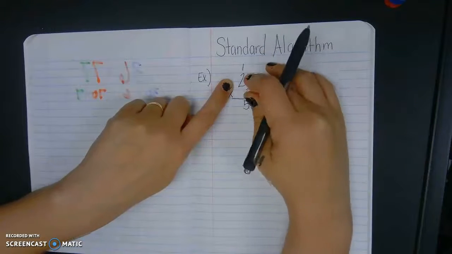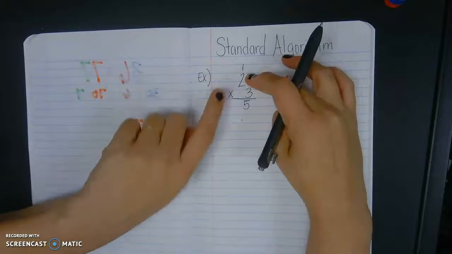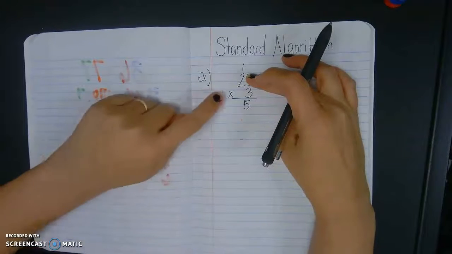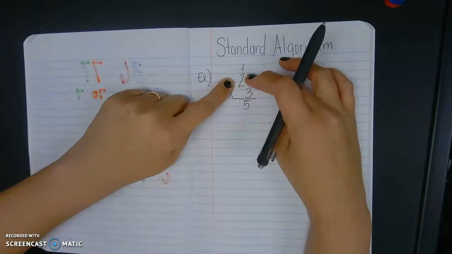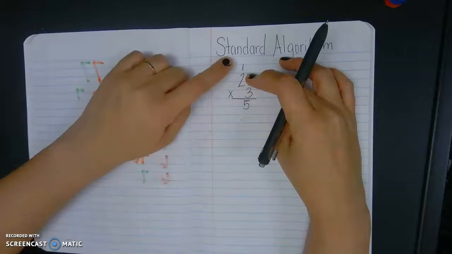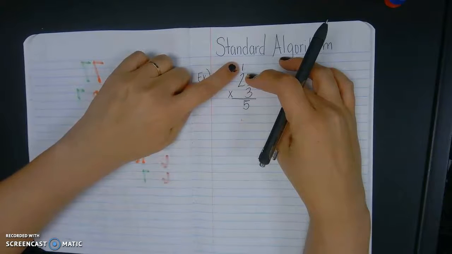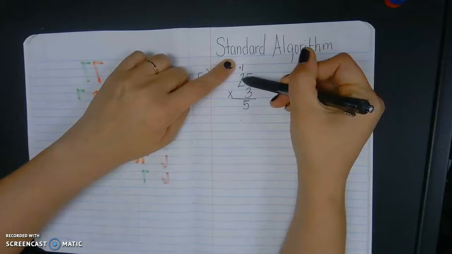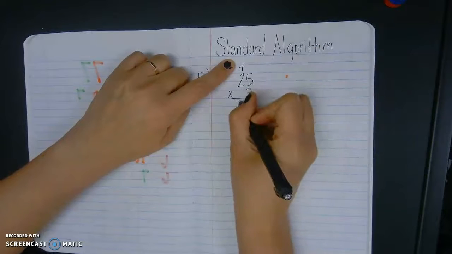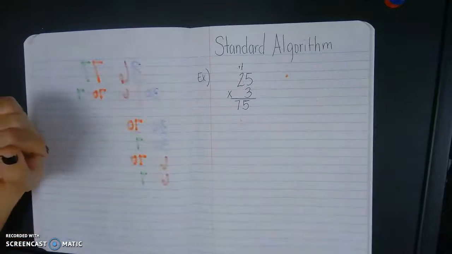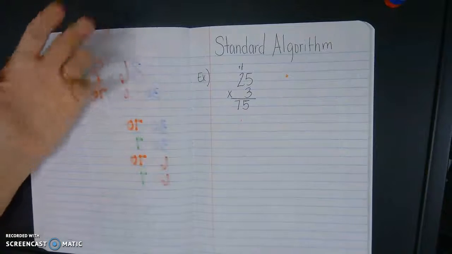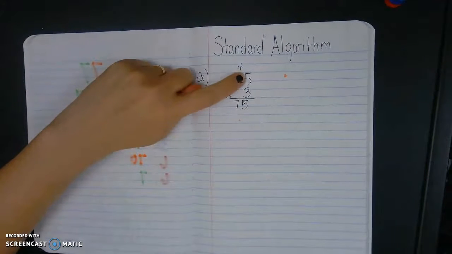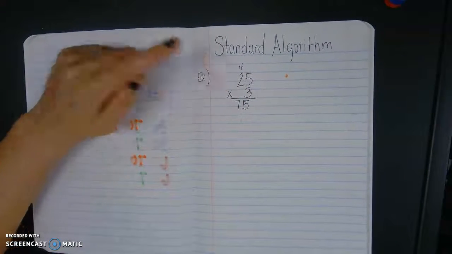All right? So now, you're going to cover up this digit and just do 3 times 2, which gives you 6, and you have to add this one up here. You always add the number that's up top. So 3 times 2 is 6, plus 1 is 7. So your answer is 75. That is your standard algorithm. You do your ones place times your ones place, and then your ones place times your tens place.